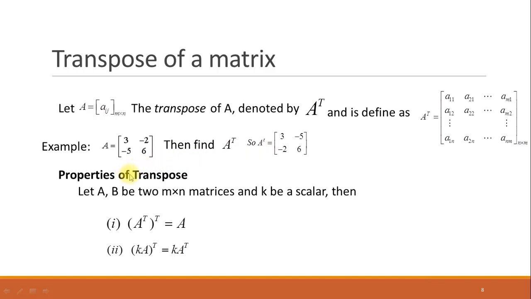Now, properties of transpose. Let A and B be two m by n matrices and K be a scalar. Then after taking double transpose, we get the original matrix, and KA whole transpose is equal to K times A transpose. We cannot apply the transpose on a scalar number. We only apply the transpose on a matrix.